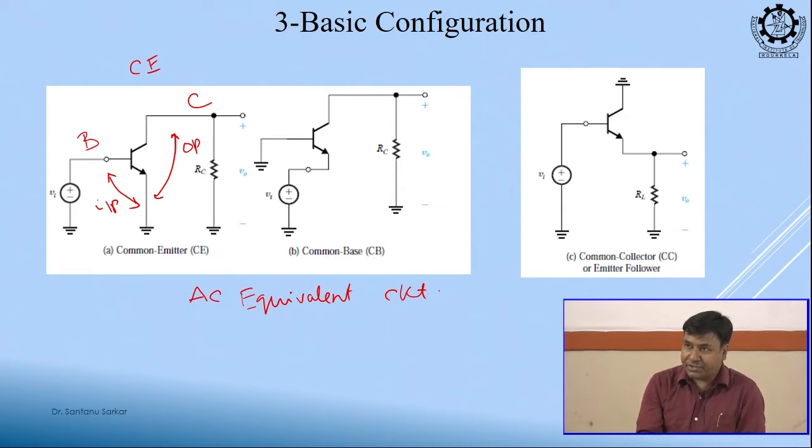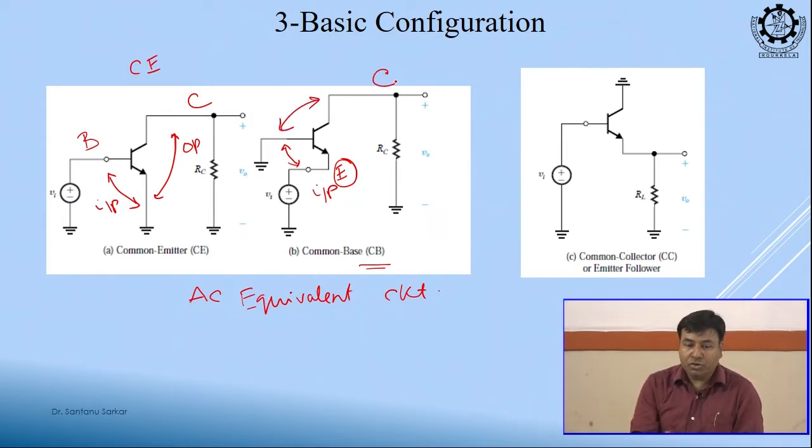In common base, base is common. So, base is common to the input side. So, input is given to the emitter, right. Base should be common to the output. So, output is taken from collector. So, you see both of these cases output is taken from collector. Only what is the difference?